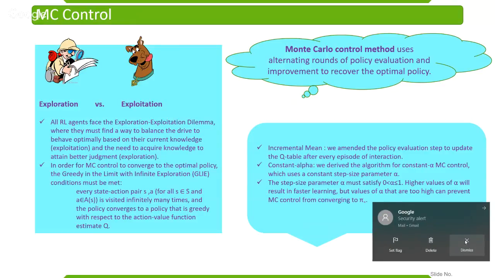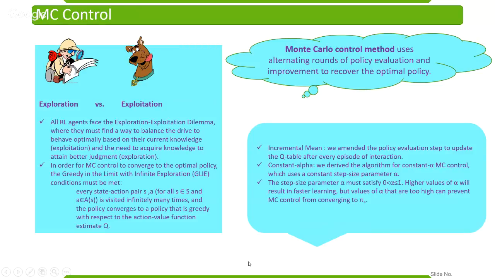Every state action pair S and A, for all the states that belong to S and all the actions that belong to A, is visited infinitely many times, and then the policy converges to the policy that is greedy with respect to the action value function estimate. It's greedy in the limit with infinite exploration. And then there are a few more concepts introduced by Monte Carlo methods, which will help us converge better and better evaluate our Q table after every episode.